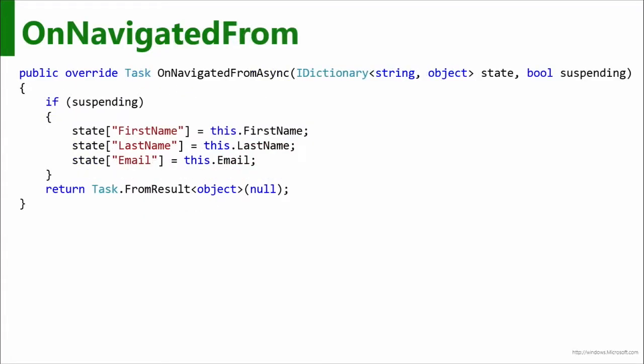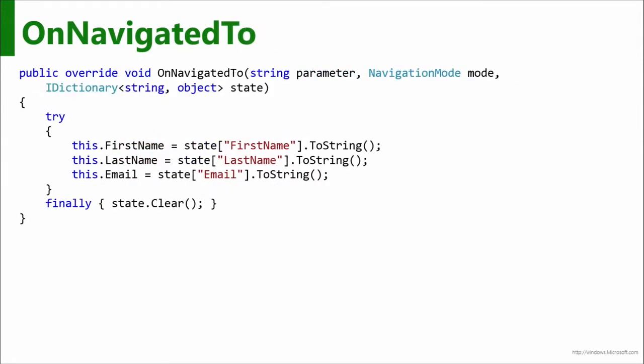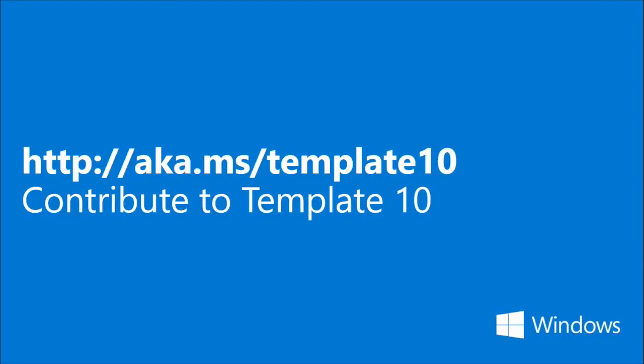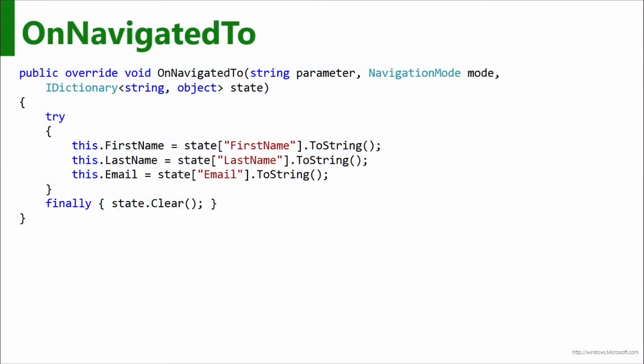Anyway, so let's just review what we did there. So this is the on-navigated from event. So this is as I go out, I get that suspending. Of course, I want to test for suspending. I don't want to save to the state every single time I'm navigating. And then I also have this on-navigated to event, which passes in the parameter for me. And let me back up. The parameter for me, but it also passes in the state. And so here I'm using the state and just basically setting everything up.